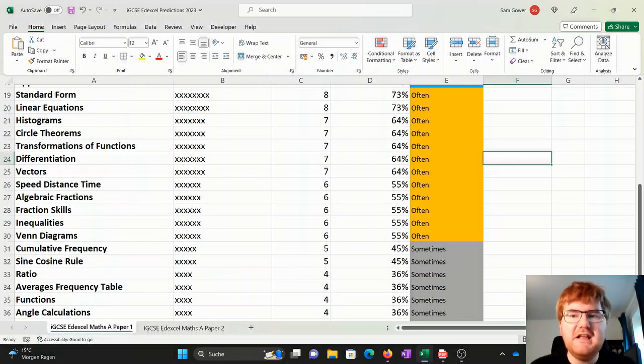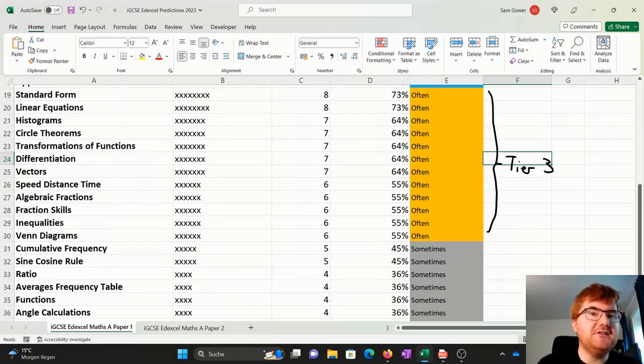I break this down into three separate sections here. First of all, we've got the "often" section. I'm going to call this my so-called tier 3 topics. These come up pretty often, but at the same time, you should be focusing on the topics in tier 2 and tier 1 above as well.